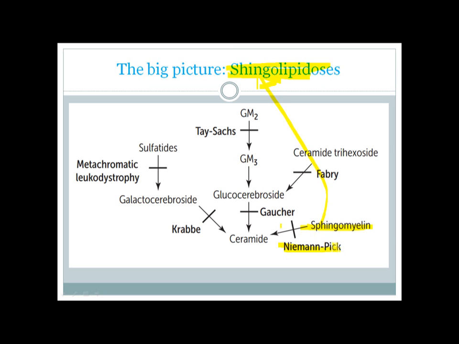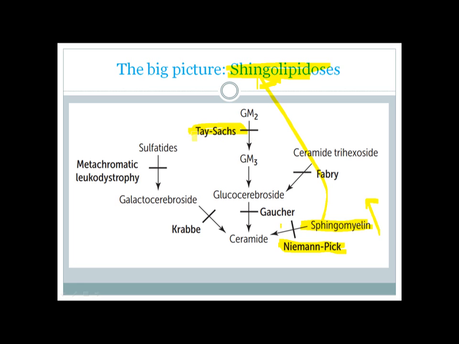So Niemann-Pick disease would be the first disease that someone like Niemann would pick, and in case of Niemann-Pick disease, there will be sphingomyelin accumulation, and it occurs due to deficiency of an enzyme called sphingomyelinase. The next disease that I want to remember well is Tay-Sachs disease.